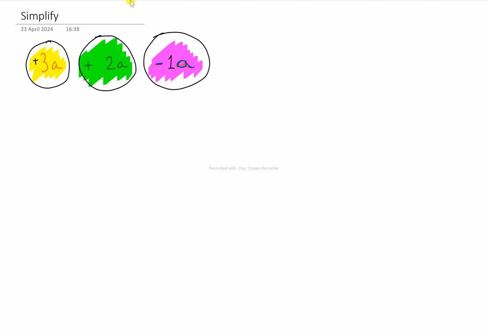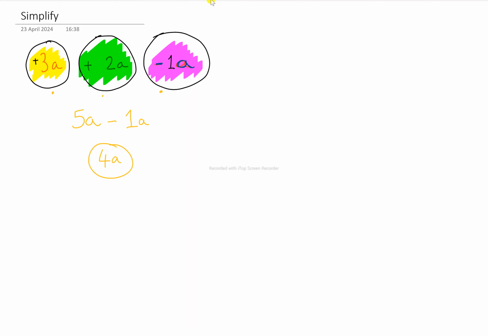Right, they're all of type a, so I can add them and subtract them as normal arithmetic, as normal numbers. So I've got 3a plus 2a, so I'm doing this in my head, which is 5a, and then I take away 1a. So if I take away 1a, I've got 5, take away 1, it's 4. So my answer is 4a.